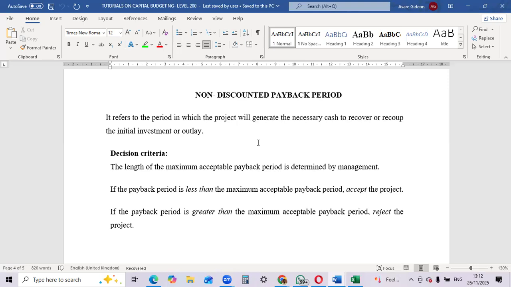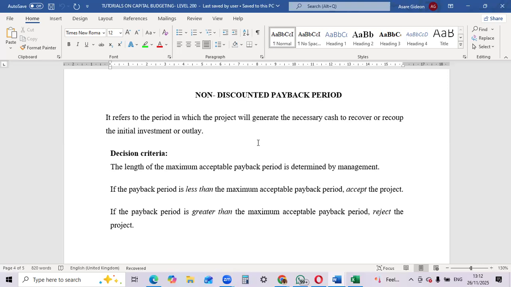The length of maximum acceptable payback period is actually determined by management. Okay? But it also hinges on the fact that if the payback period is shorter, then it's a viable project that we can accept, because at the end of the day, as I indicated, the subsequent ones would be a profit for you, right? Now, if the payback period is less than the maximum acceptable payback period, accept the project. If the payback period is greater than the maximum acceptable payback period, reject the project.